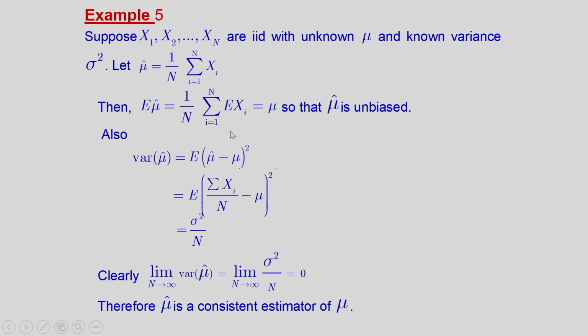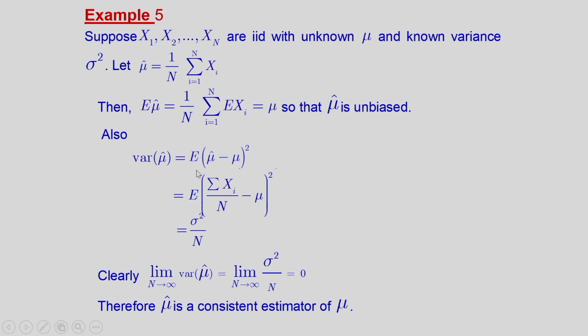Let us consider one example. X1 up to Xn are IID with unknown mu and known variance sigma square, and suppose mu hat is equal to 1 by n times the summation of Xi, i going from 1 to n. So, E of mu hat will be equal to the summation of E of Xi divided by n. So, that way it will be mu. So, that mu hat is unbiased.